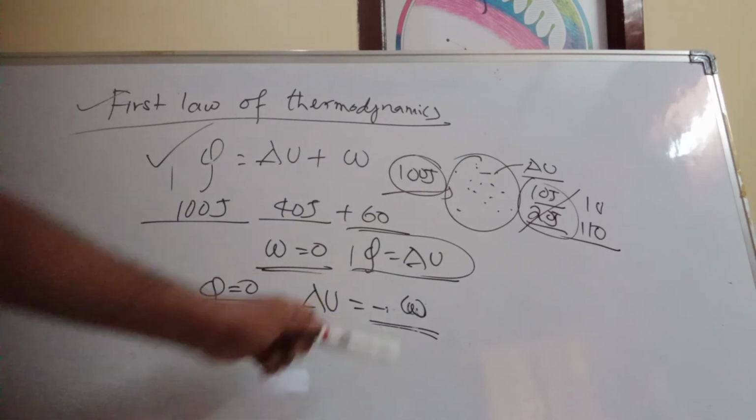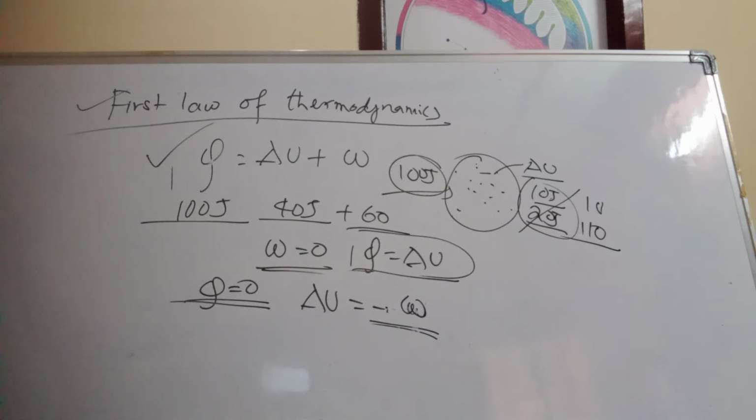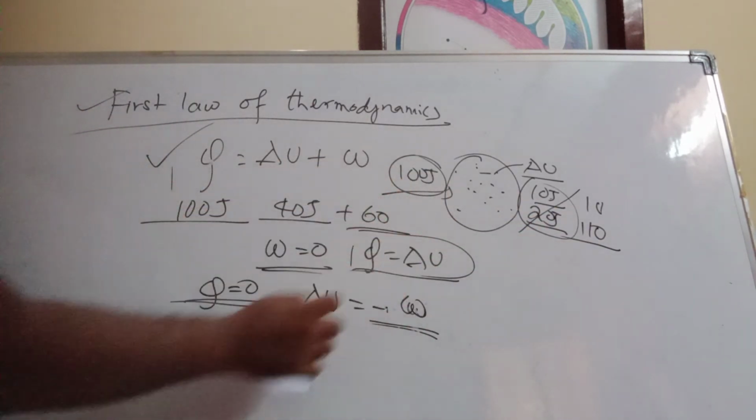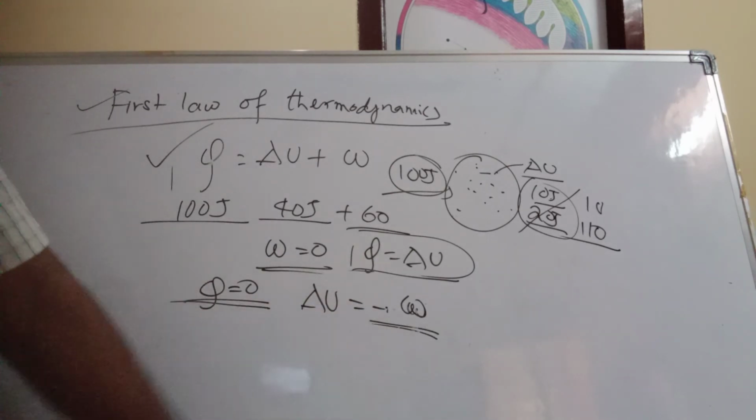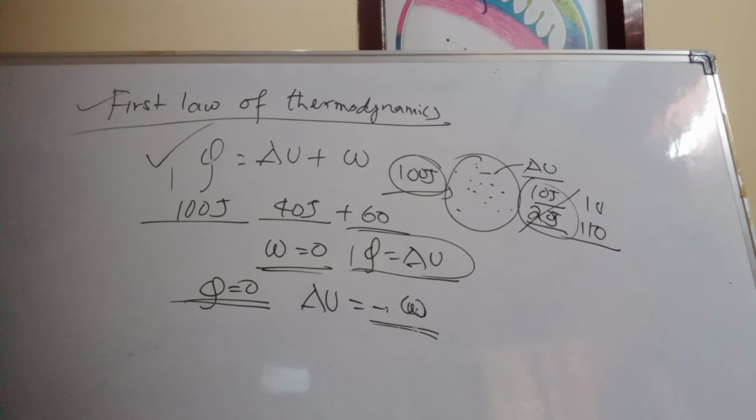But here you can see the sign convention. Delta U has become minus W. Why? Because when the system is doing some work, it is losing energy. The internal system is losing energy, the external surroundings are gaining energy. So as per our notation, it is a negative work. That is why this minus has come. Okay. So these are the interpretations of the first law of thermodynamics.